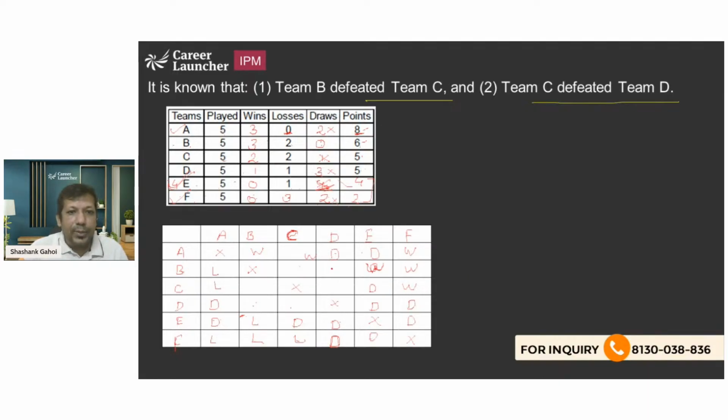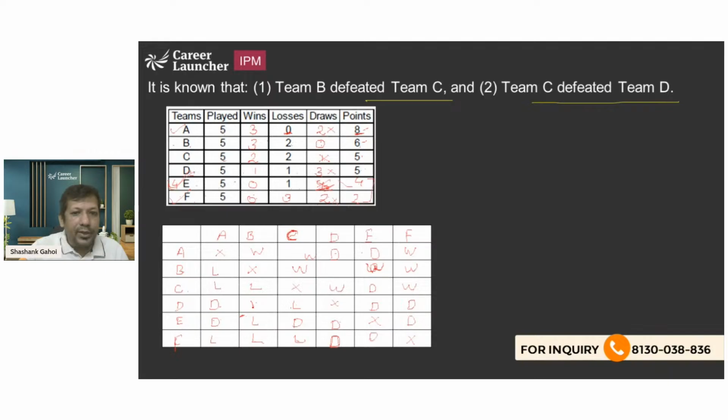So B is winning against C. C is losing against B. C is winning against D. D is losing against C. ठीक है, so D had one loss that I got.